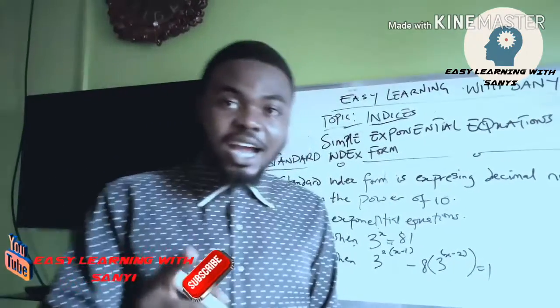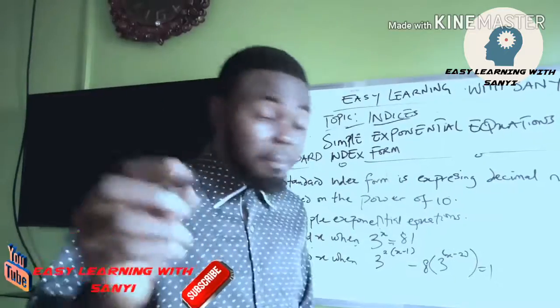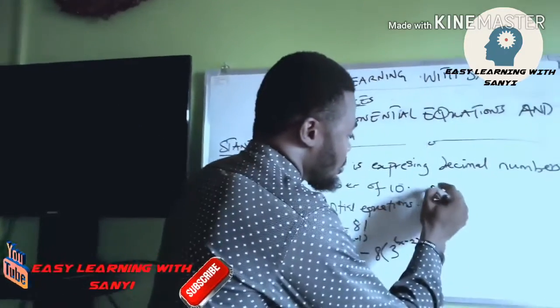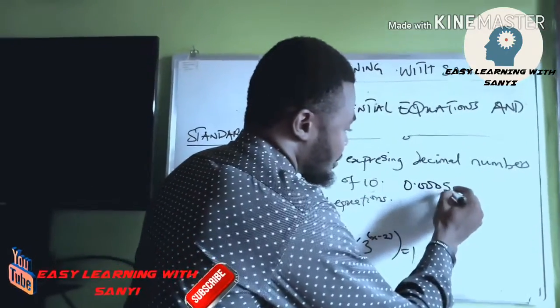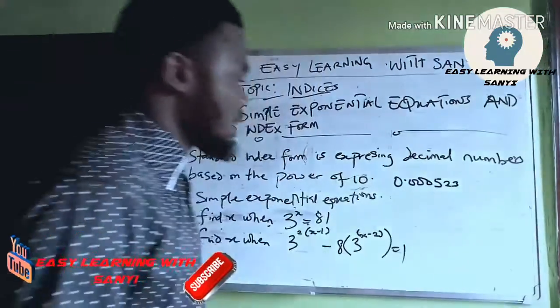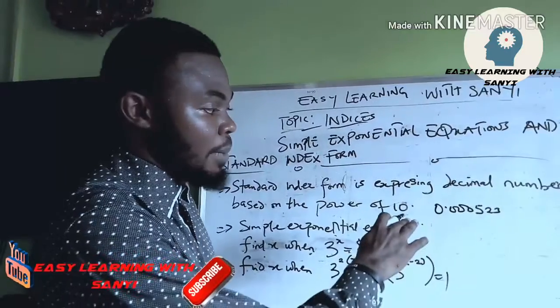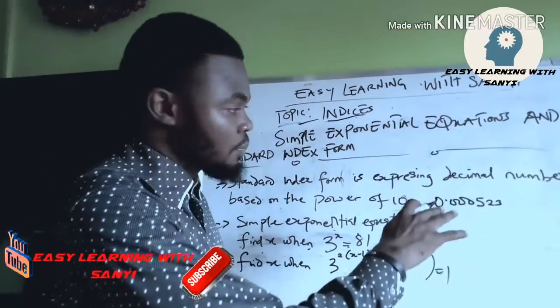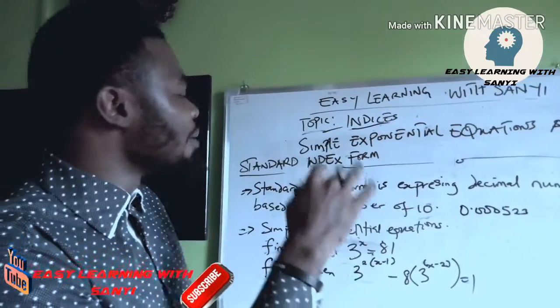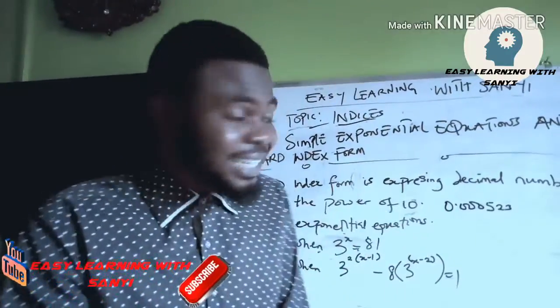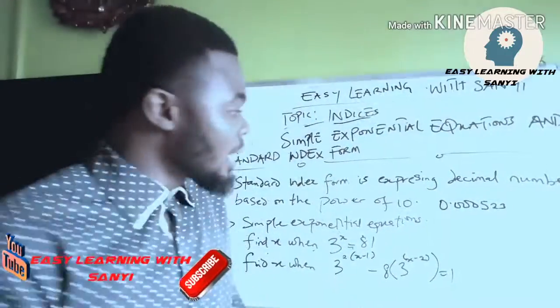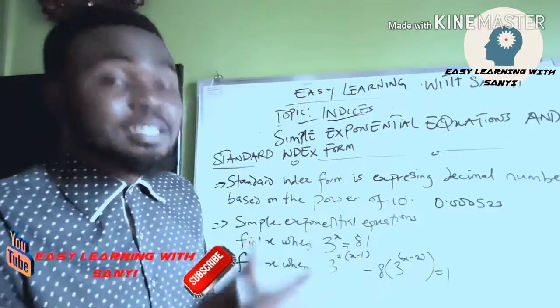When you see a number like 0.0000523, sometimes you have a question with a number like this. How do you express it based on the power of 10? That's what we call standard index form. How do you convert it to standard index form?